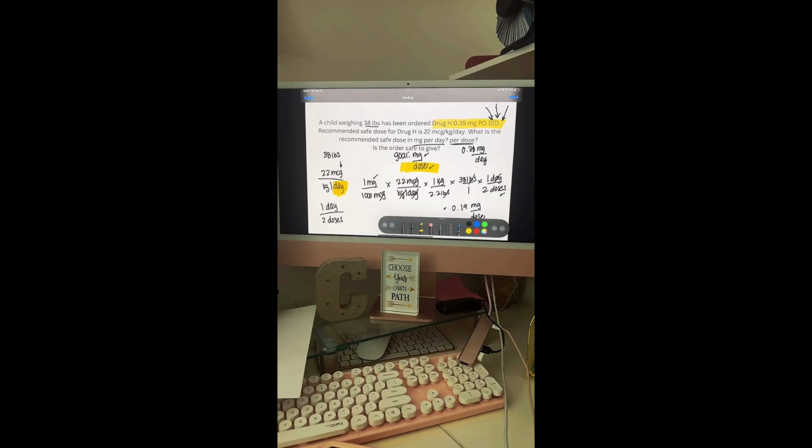Okay. This is the green zone. You can't give more than that. Okay? What's ordered is 0.35 milligrams. That's 1 dose. So is this safe or is it not safe?